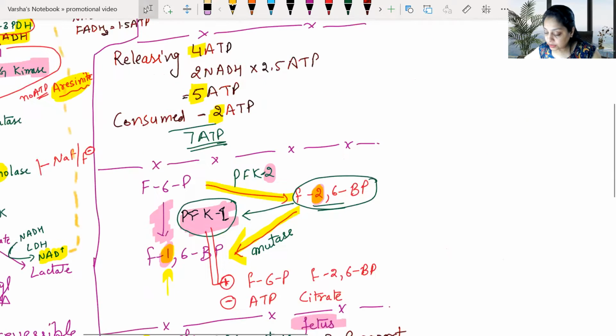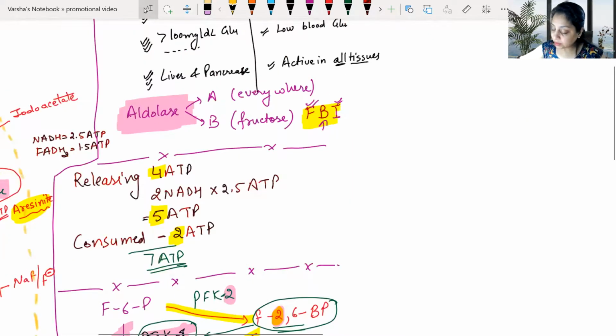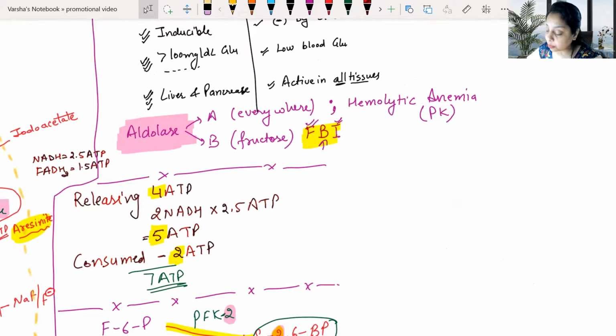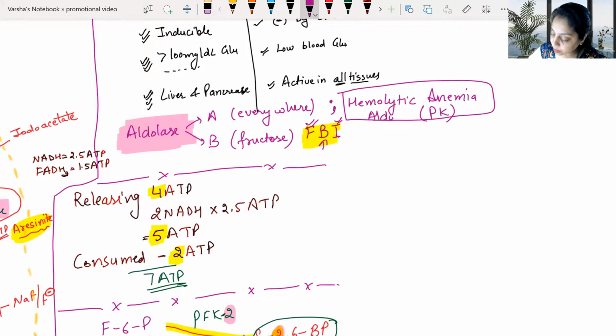We have done aldolases, right? Over here, write it down. Aldolase A deficiency leads to hemolytic anemia. Also, pyruvate kinase deficiency leads to hemolytic anemia. Both of these deficiencies lead to hemolytic anemia. Know this. Hemolytic anemia is caused by aldolase A and PK deficiency.